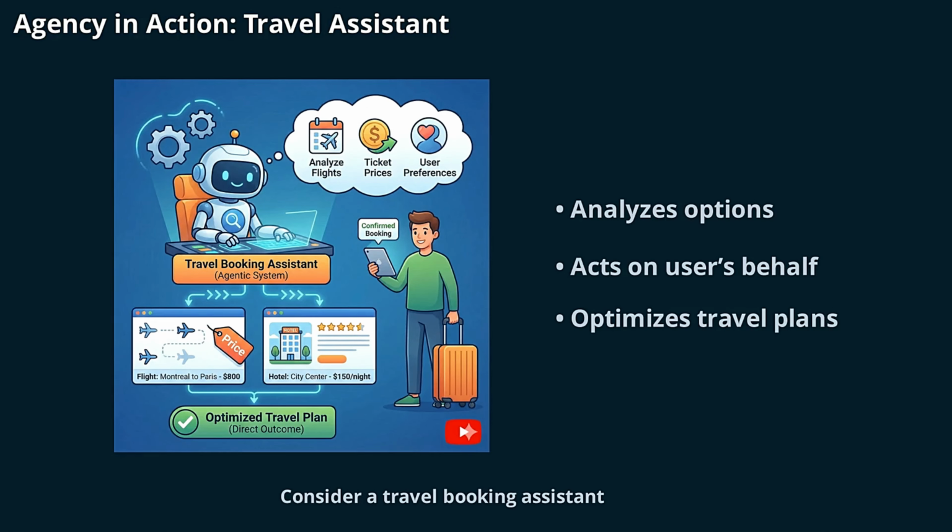Consider a travel booking assistant responsible for booking flights and hotels. This system demonstrates agency by analyzing flight availability, ticket prices, and user preferences, then making decisions to find the best travel options. The assistant is responsible for the outcome, directly impacting the travel plan and cost for the customer. This example shows how agency enables systems to act on behalf of users, optimizing results based on defined objectives.